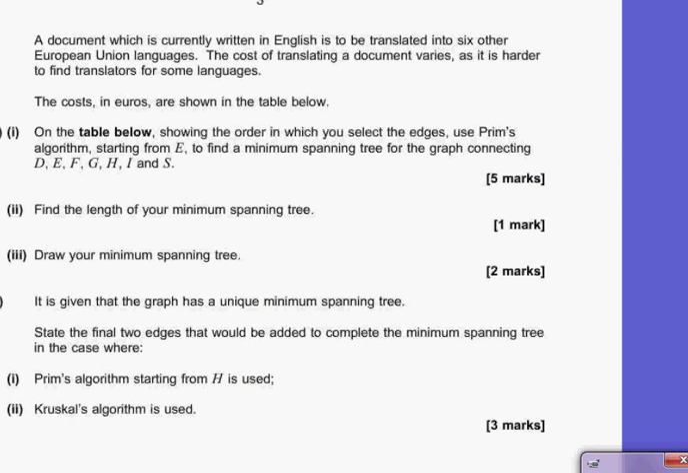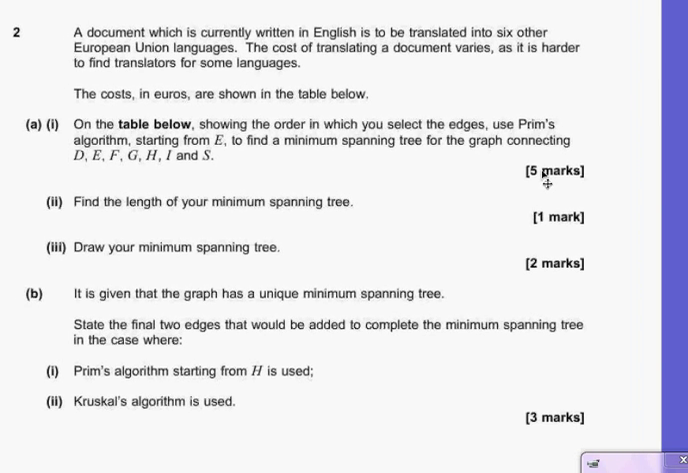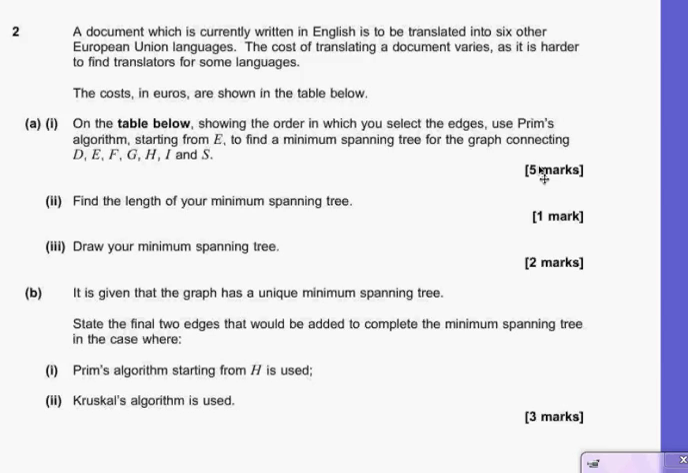So this is 2014 June, Decision 1, Question 2. We're going to have a look at this. It's a document translated into 6 other European languages. There's a table that I'll show you in a minute that has Danish, English, French, German, Hungarian, Italian and Spanish. So on the bottom, once the order, we select the edges using Prim's algorithm.